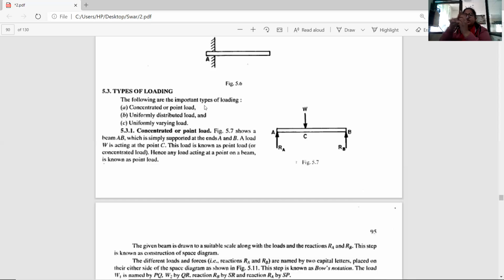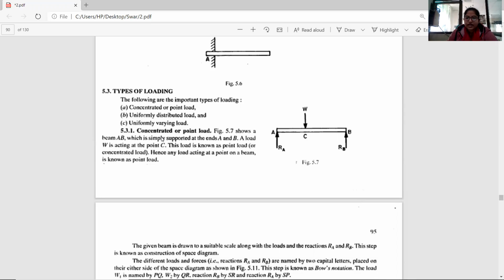Uniformly varying load is like this: one point has less load, then greater, and then greater. That means my graph of loading is increasing toward the other end of the body. So this is my uniformly varying load. Let's talk more about this.